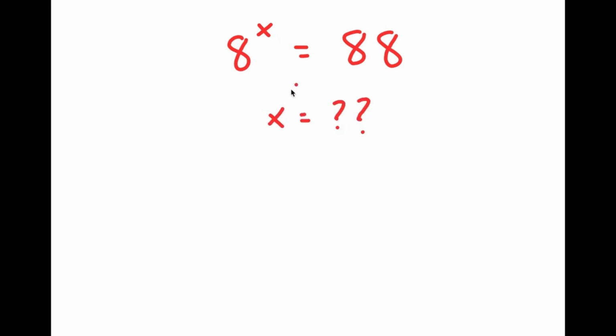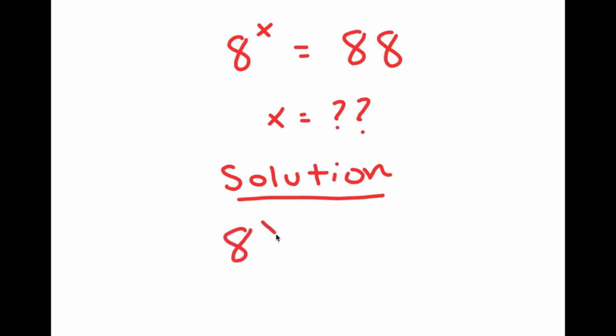Alright, so in this video, I'm going to be solving the equation 8 to the power of x is equal to 88. So my only variable in this equation is x, so that's what I'm going to be solving for. And now for my solution. I'm going to first start by rewriting my equation down here so I have a little more solving space. So my equation is 8 to the power of x is equal to 88.